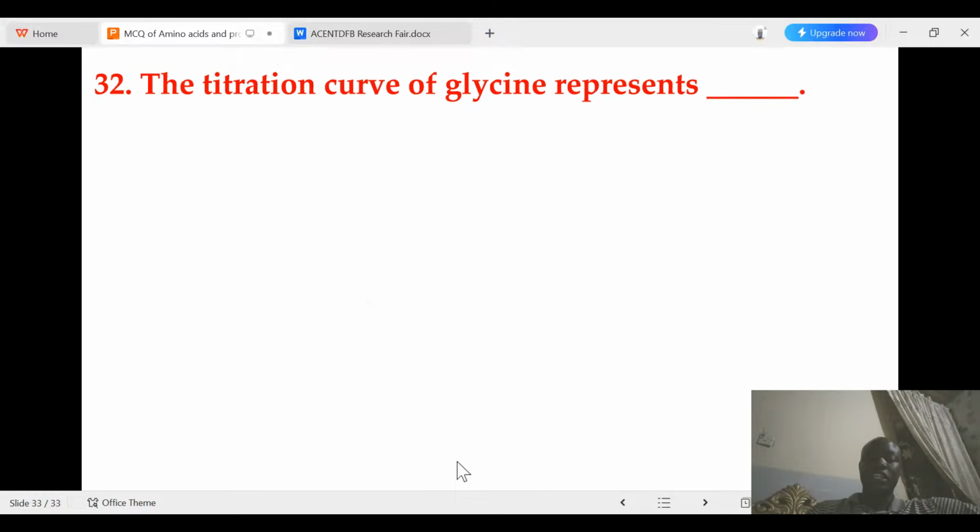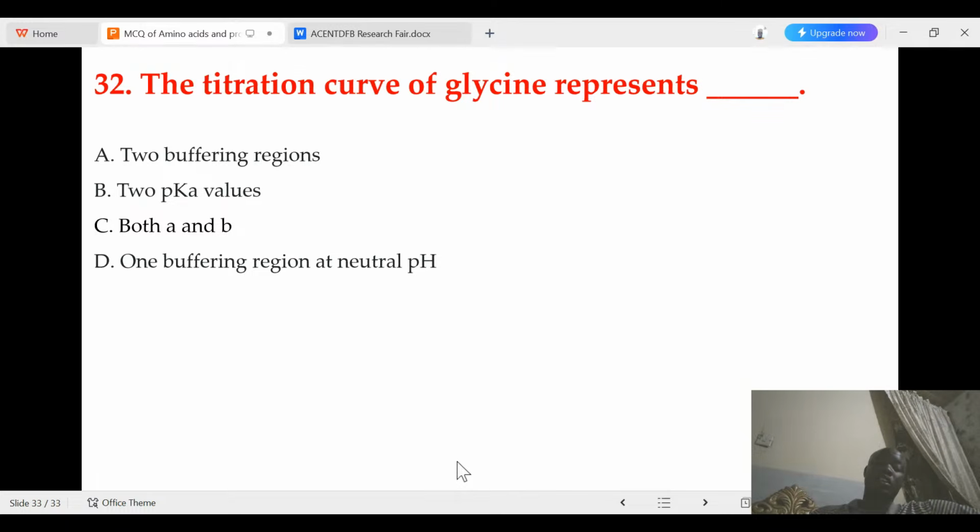So 32. The titration curve of glycine represents: A, 2 buffering regions; B, 2 pKa values; C, both A and B; D, 1 buffering region at neutral pH. Please, what is the answer for question 32? Yes, Rookie Adam also selected D for that one. So for 32, what is the answer? C, both A and B?